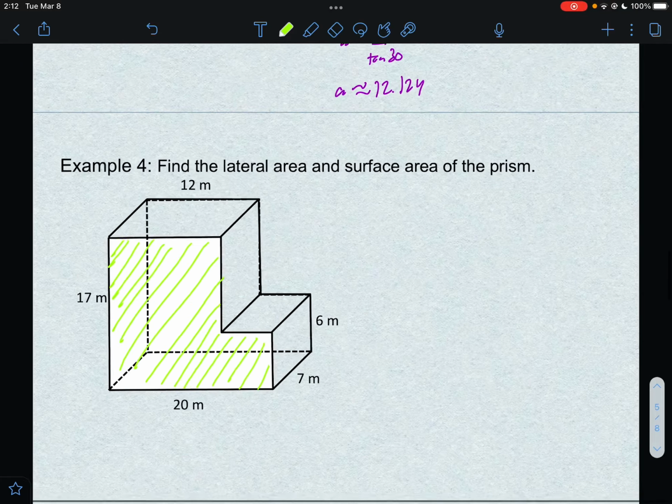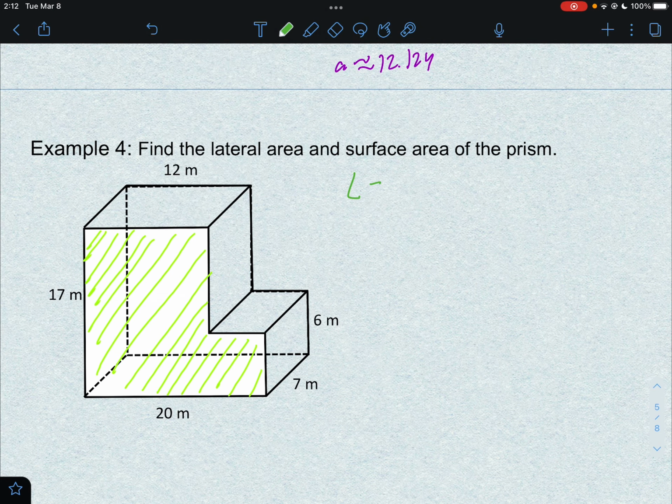Our formula for lateral and total is going to be the same thing. So for lateral area, it's PH. What is P? P is this side plus this side plus this plus this plus this plus this. Let's go around and find all those. This is 12. Since this is 20 and this is 12, this must be 20 minus 12, or 8. This is 6. And since this is 17 and this is 6, 17 minus 6 is this is 11. So our perimeter is 20 plus 6 plus 8 plus 11 plus 12 plus 17. Which would be 74 units.